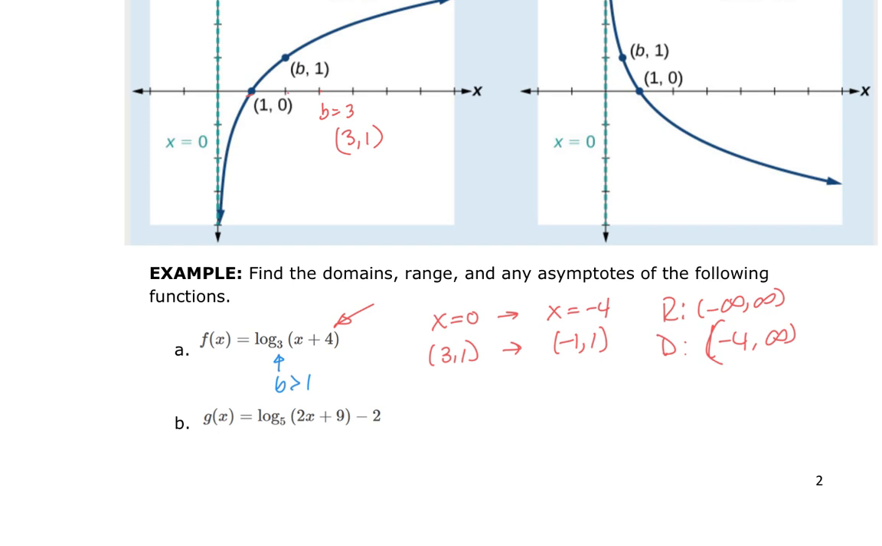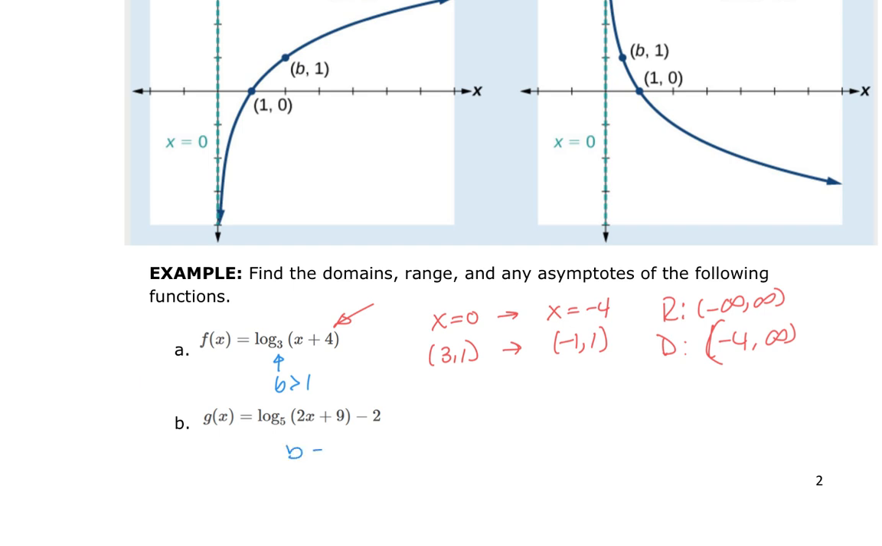And so if I were to graph this here, it would be right here, negative 1, and it would look something like this. That's what that one would look like if I were to graph it up here. Okay, so now let's take a look at the second one.